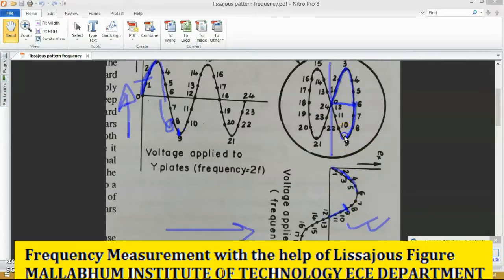So in 9 to 12 the horizontal voltage is trying to reach its 0, and at the same time the vertical voltage also reaches 0. At the same time the vertical voltage changes its slope to positive, then it is again reaching 0. Okay, and the same thing is repeating again. That means after 12 the horizontal is increasing in the negative direction.